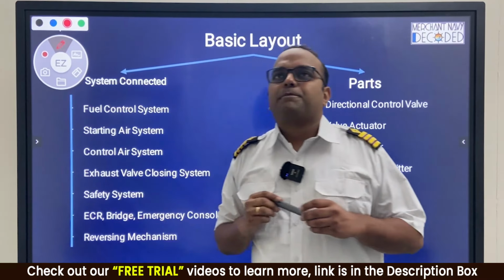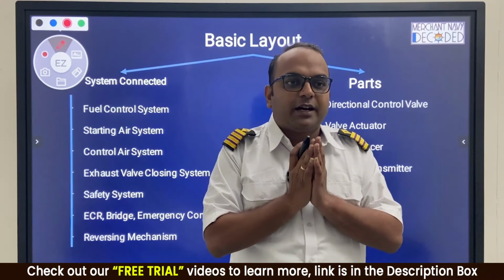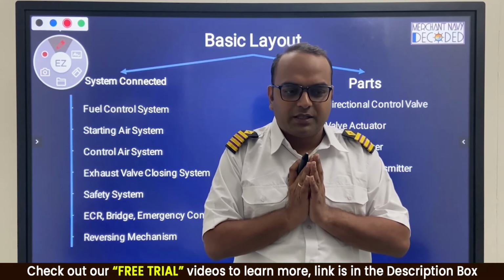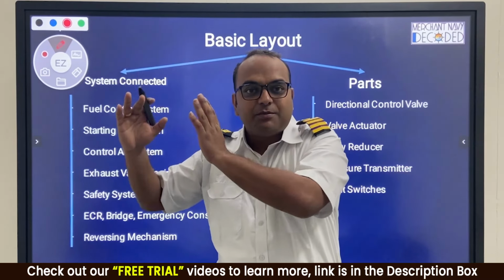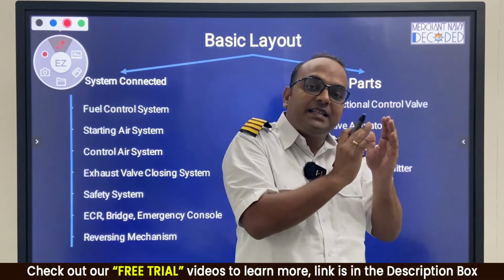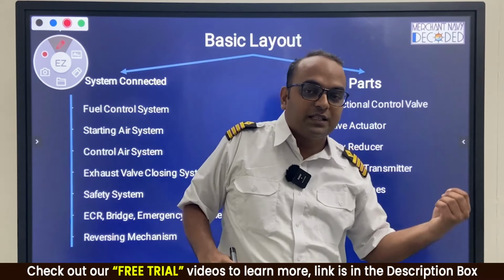See, maneuvering system, as I told you, looks complicated. But we'll try to break it down into small sections. Let us divide it into two major parts: systems connected and parts inside the system. System connected and parts of the system.